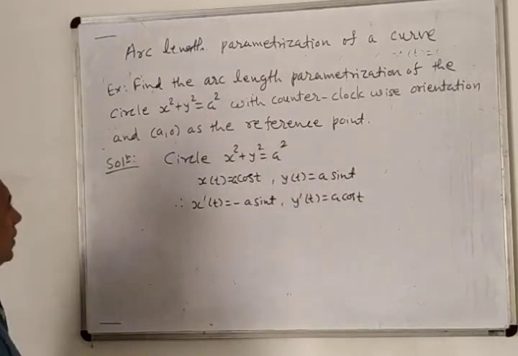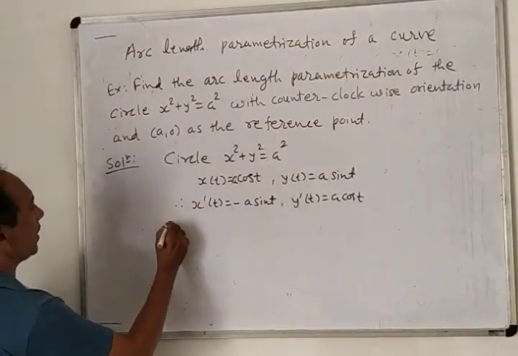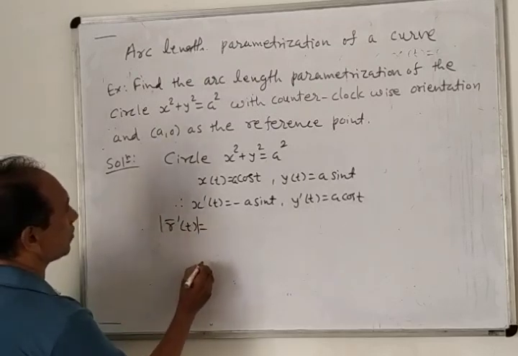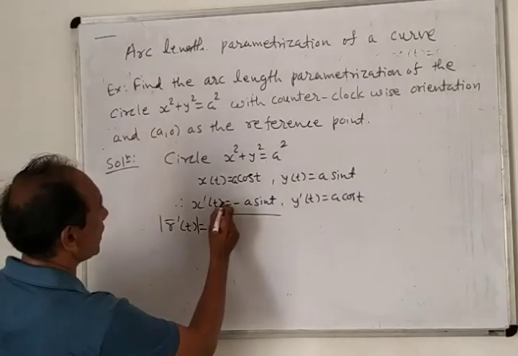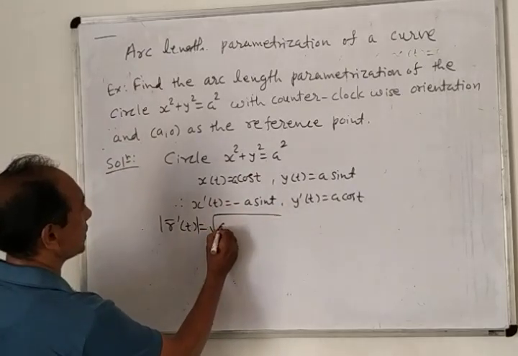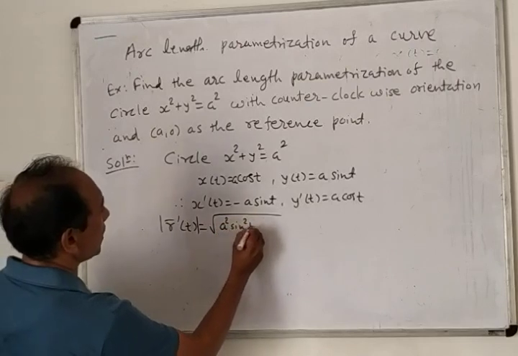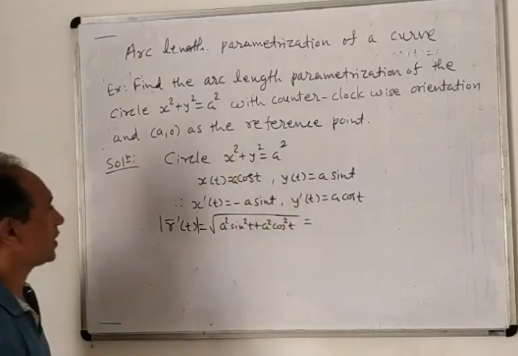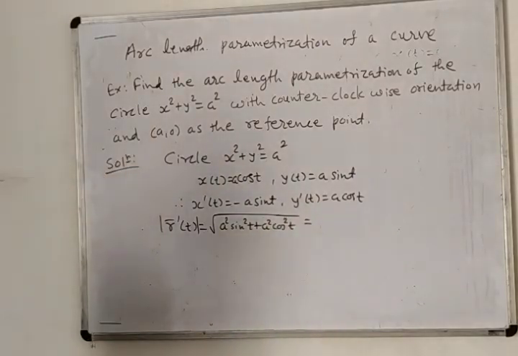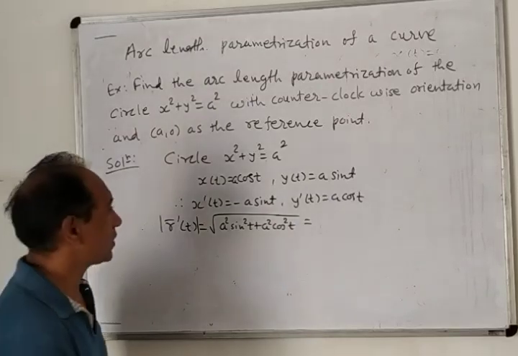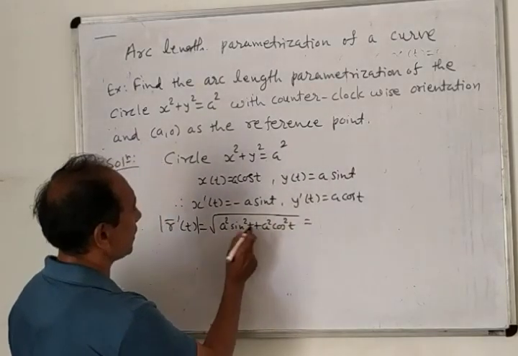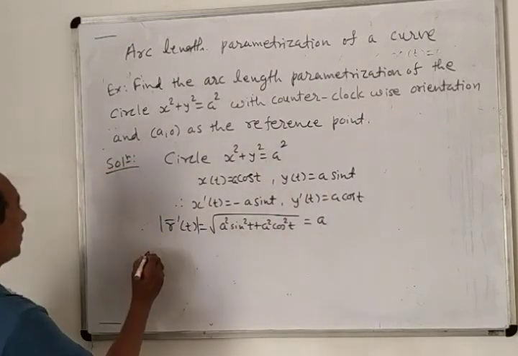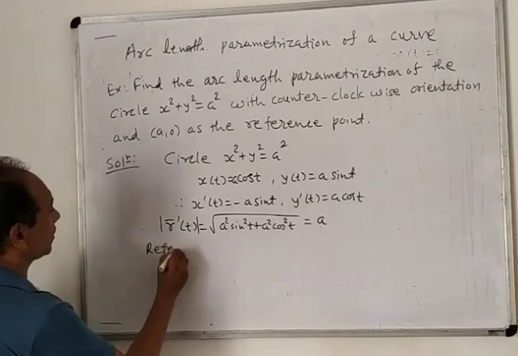Again, therefore we will have r bar dash t. What is modulus r bar dash t? Square root of x dash t square plus y dash t square. That means a square sin square t plus a square cos square t. You can find this separately, or you can find this before substituting the values in the formula. So a square is common, sin square plus cos square is 1, so square root of a square means a.